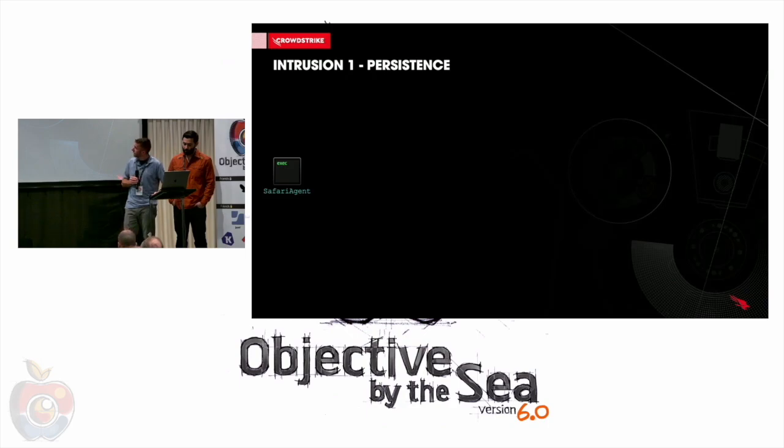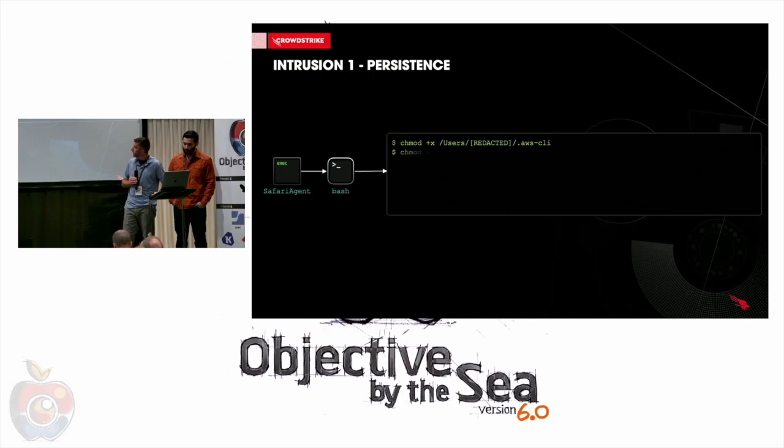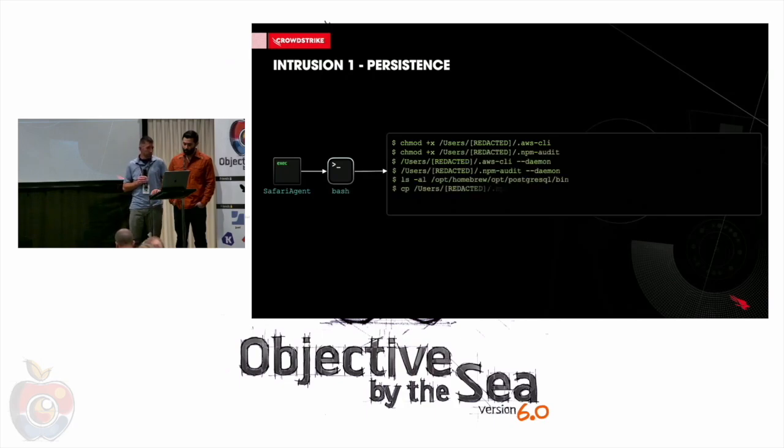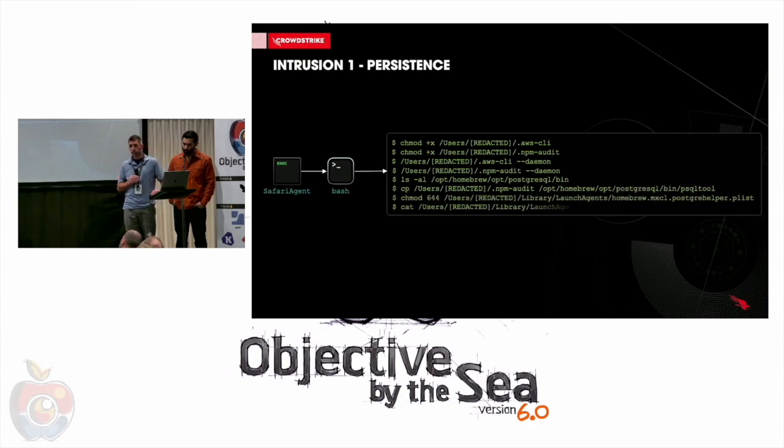So again, using their Safari agent implant, they launch another bash shell and conduct some additional activity. Basically, they write two hidden files, AWS CLI and npm audit, both hidden files in the user's directory, make those executable, launch them with this --daemon option, and then go on from there.